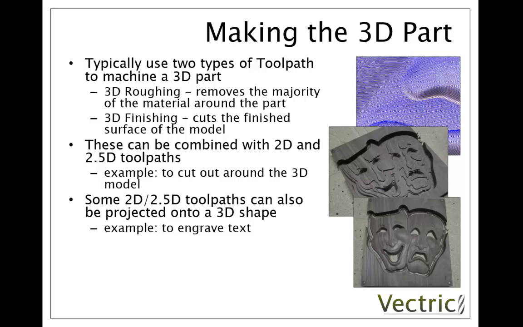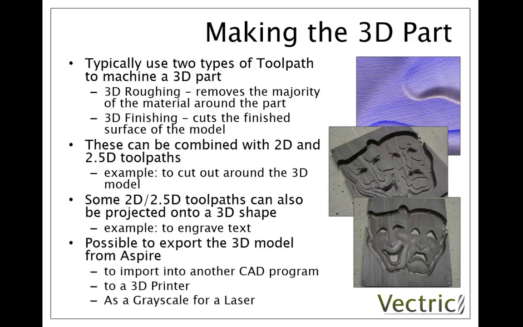In addition to creating a 3D object to output to the CNC, you may also want to export the 3D model when you've finished. This may be to take it into another CAD program. It may be to export it to a 3D printer, so save it as a mesh so that you can 3D print it. It's also possible to export the 3D object as a 2D grayscale, and that's something that can be used in other software and also to power a laser. Some lasers have the ability to cut a grayscale as a sort of dimensional object.